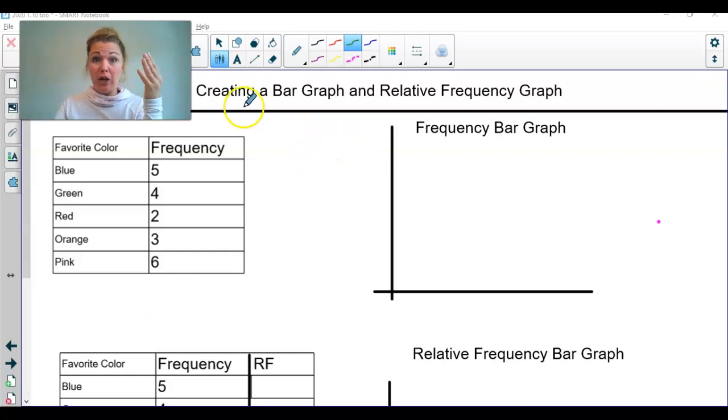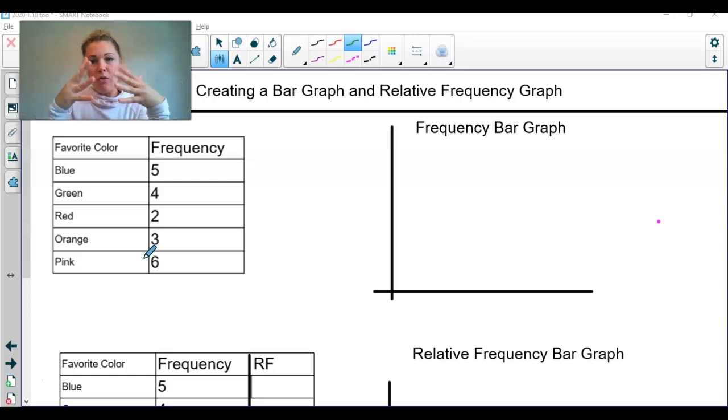And the first thing we're going to look at is how do we create a bar graph and a relative frequency bar graph. Okay, so what I have over here is a frequency table which has our categorical variable, people's favorite color. We can see we have 5 people like blue, 4 like green, 2 red, 3 orange, and 6 pink. Now, what we want with this is to display this in a nice graph that summarizes what's going on.